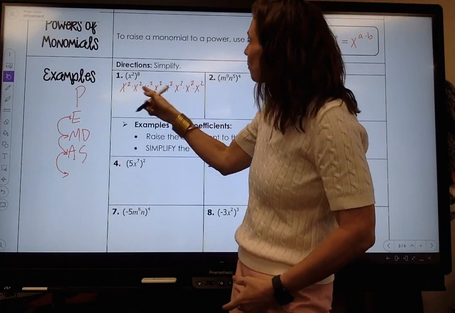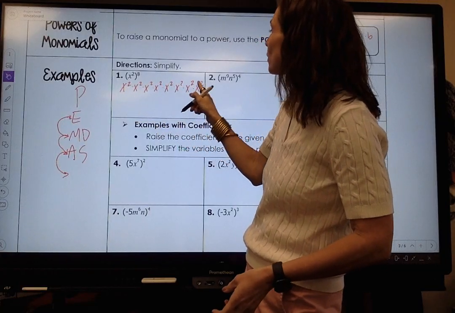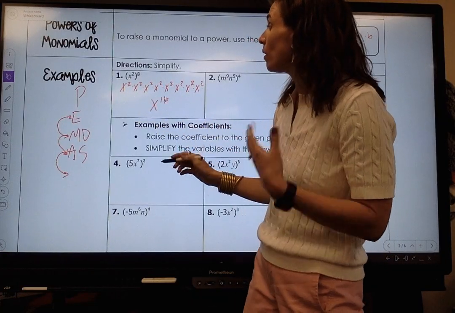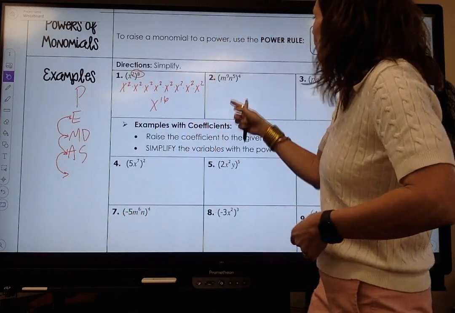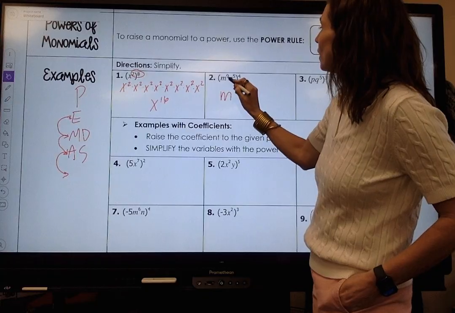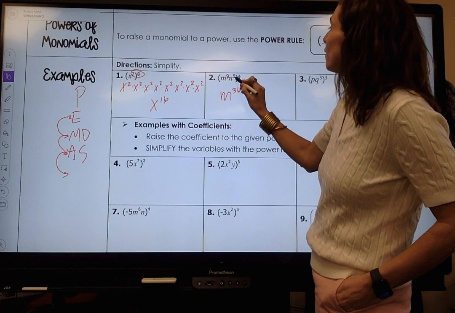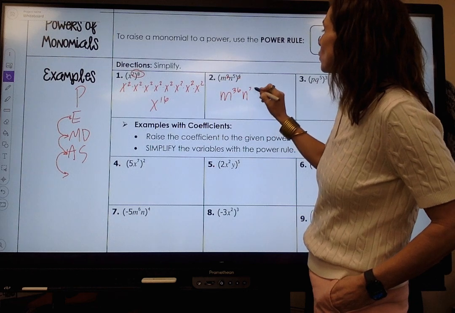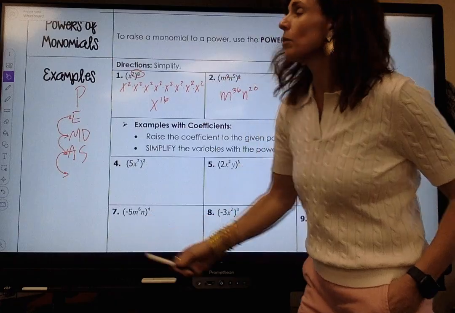And then you could just add up all your x's. How many do you have? 2, 4, 6, 8, 10, 12, 14, 16. Or you can just multiply. They're a step behind. So here I have m to the 9 times 4, which is 36. 5 times 4 is 20. Right? They're always a step behind, so they multiply.